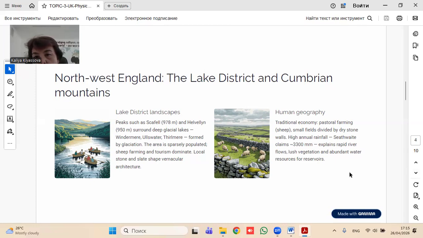Human geography: its traditional economy is pastoral farming, especially sheep, with small fields divided by dry stone walls. High annual rainfall, with Seathwaite claiming 3,300 millimeters, explains rapid river flows, lush vegetation, and abundant water resources for reservoirs.